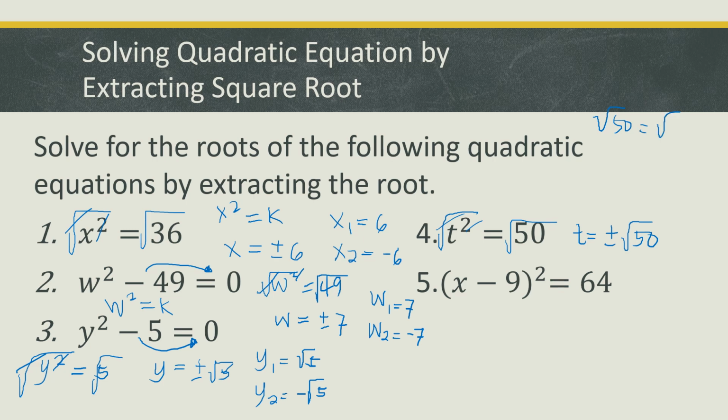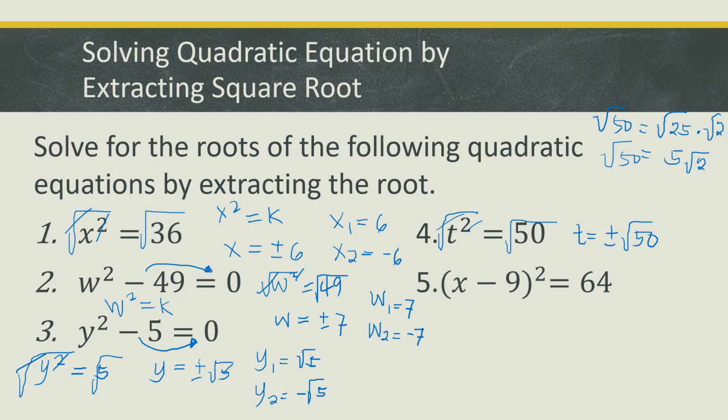This can be factored as the square root of 25 times the square root of 2, since 25 times 2 is 50. Then we can change the square root of 25 to 5, followed by the square root of 2. Therefore, the square root of 50 can be written as 5 square root of 2.